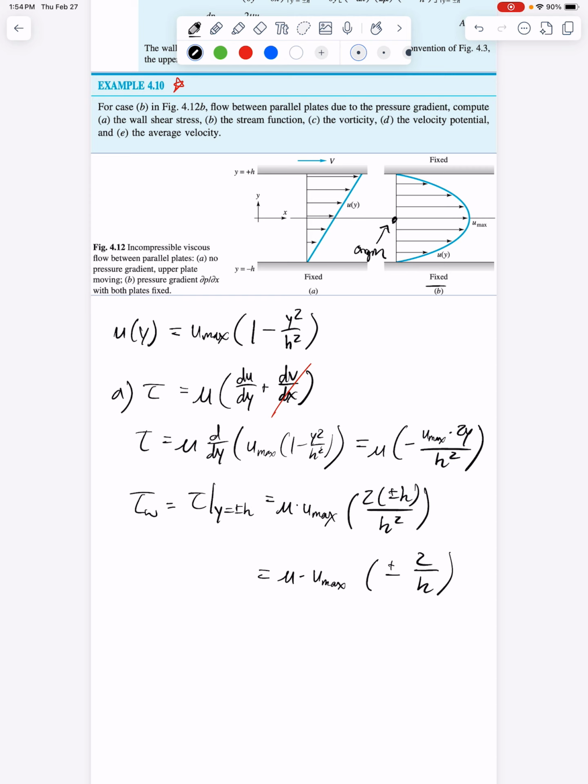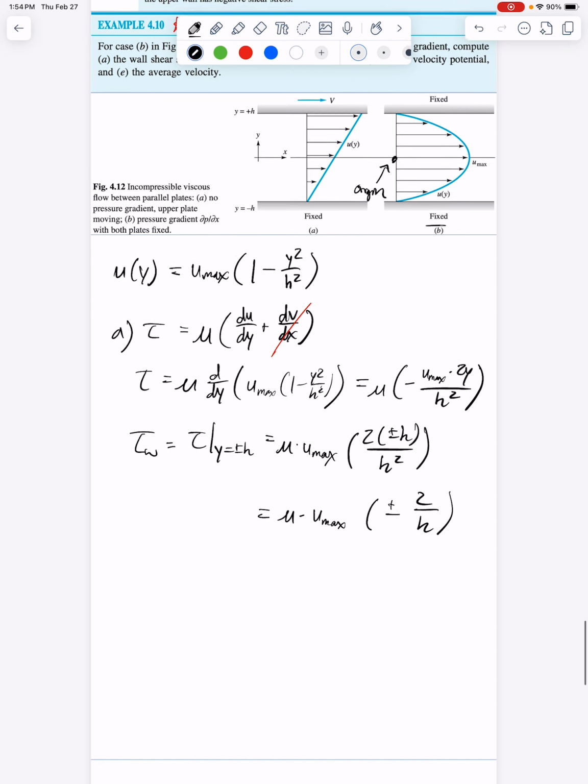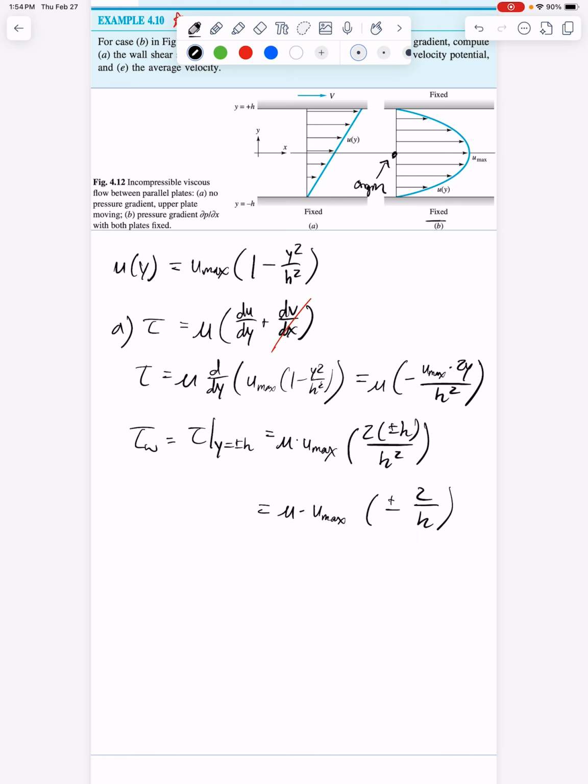Part B, compute the stream function. We did this in the last problem, so I'll quickly write it out. Basically, 1D flow, so u equals the partial derivative of psi with respect to y. For psi, just take the integral with respect to y. You're going to get u max times y minus y to the power of 3 divided by 3h squared, plus some kind of constant, which then goes away.